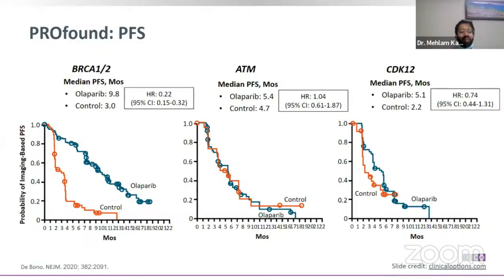What we can see through this curve is that there was a significant improvement in the median progression-free survival, as we can see in the first graph, with a hazard ratio of 0.22, which is a great difference. So olaparib does much better in patients with BRCA1 and BRCA2 mutation. In the second, as I mentioned earlier, in patients with ATM mutation, there was no great benefit. Similarly, there was some benefit, but not as great as in BRCA1, BRCA2 mutation, in patients with CDK12 mutation.